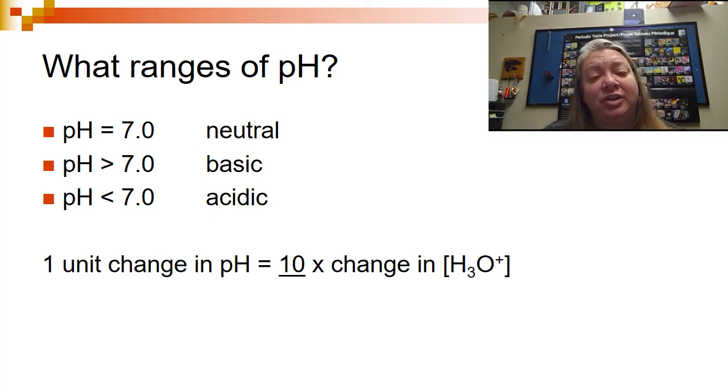And the other thing to note, which isn't actually stated on here, though it was implied in the last few slides, is the further away you get from that neutral state, the stronger the acid or the base is. So the lower the pH, the stronger the acid. The higher the pH, the stronger the base. And again, for every 1 unit in pH, that's equal to 10 times the change in your hydronium concentration.